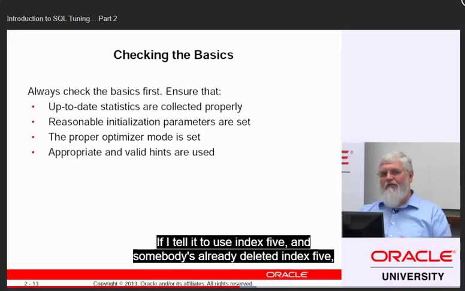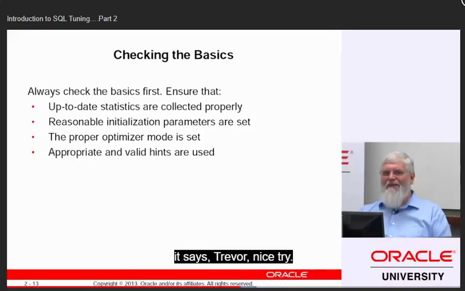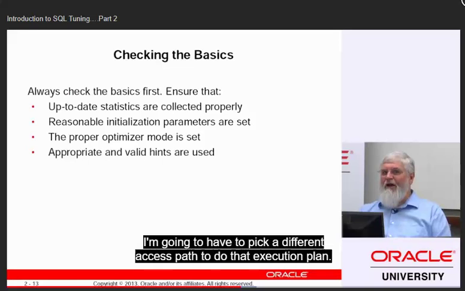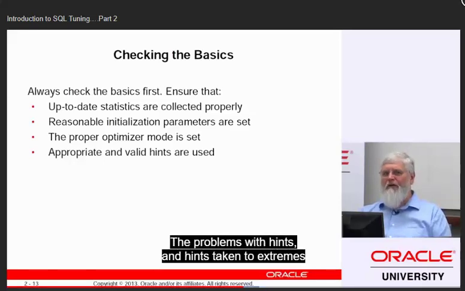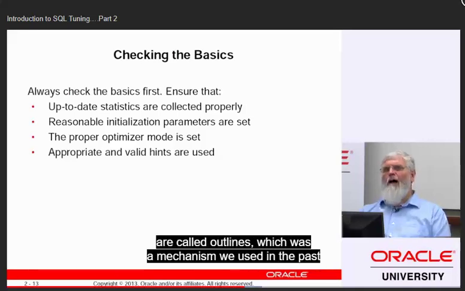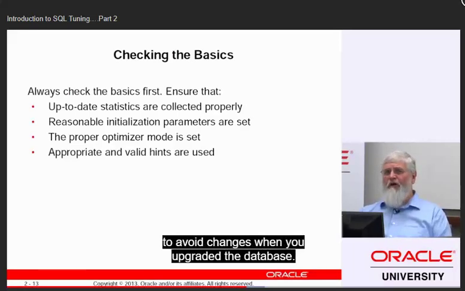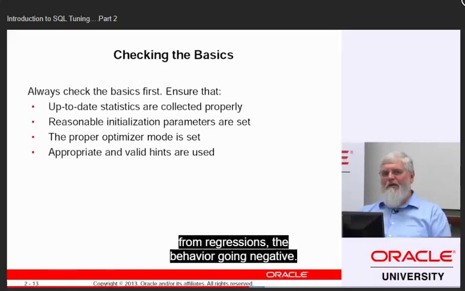But they imply high maintenance. The problems with hints, and hints taken to extremes, are called outlines, which was a mechanism we used in the past to avoid changes when you upgraded the database. The problem with outlines and hints is that it protects you from regressions, the behavior going negative. It also protects you from positive increases on the new version of the optimizer. So you should really test the code without the hints in it. So it implies a fair bit of maintenance overhead.